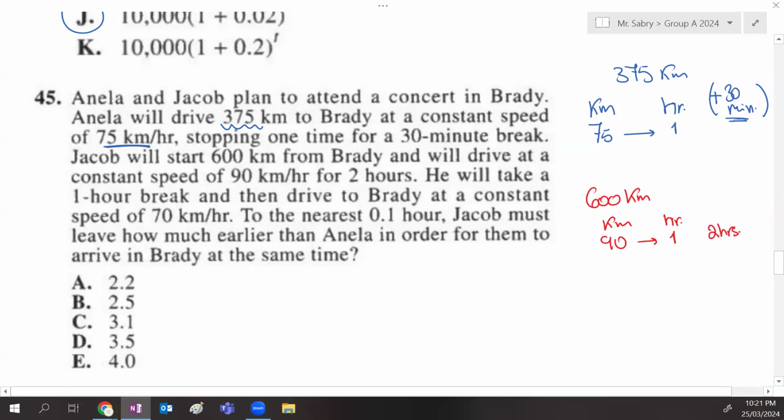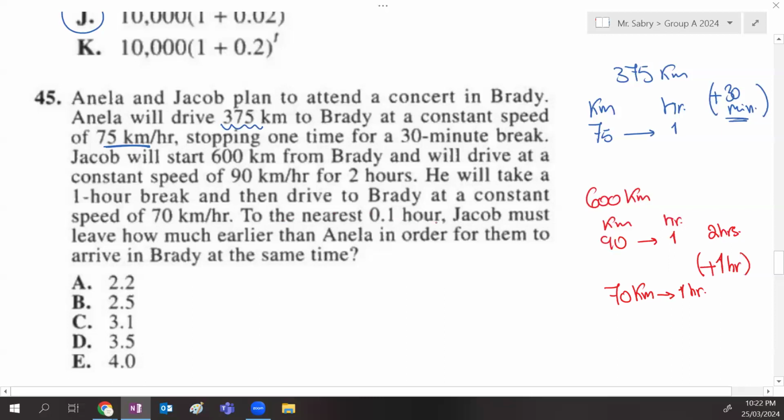He will take a 1 hour break and then drive to Brady at a constant speed. So then he'll stop for 1 hour. I'll add 1 hour to the time, and then he'll drive the remaining road at a different speed, which is 70 kilometers per 1 hour. All of this, I'm just writing the givens.